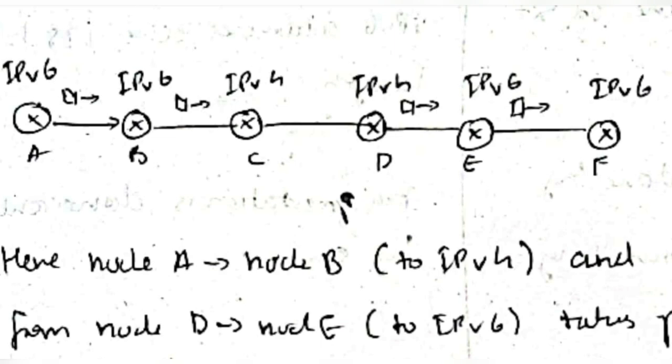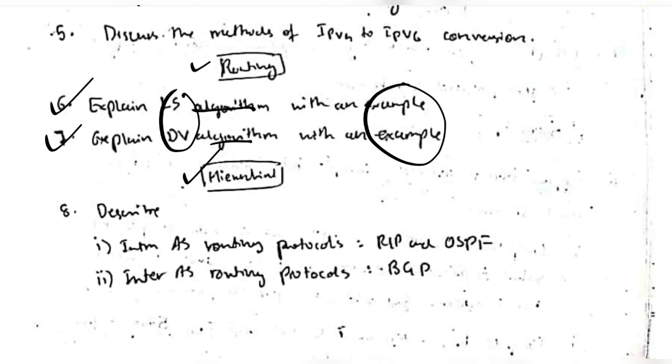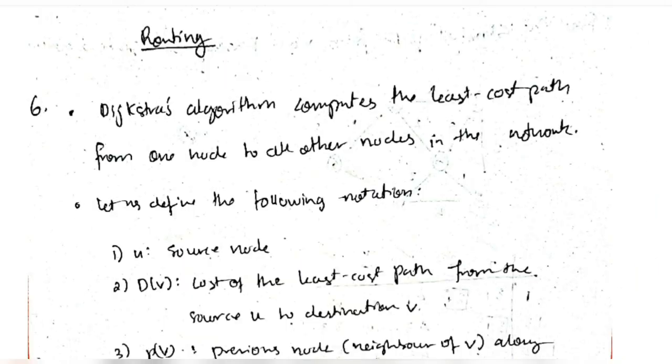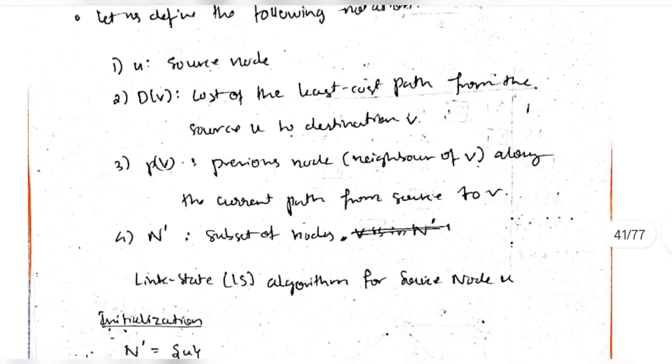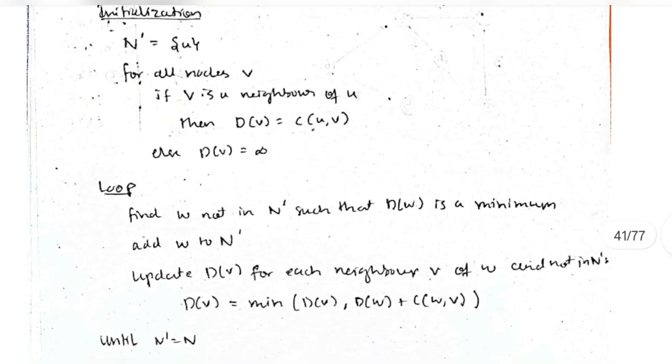Okay, we are remaining with two more topics, which are routing and hierarchical routing. First, let's discuss what the LS algorithm and DV algorithm are, how to remember the algorithm, and we'll solve an example for each. Okay, the first one is the LS algorithm, also known as Dijkstra's algorithm. Here we calculate the least cost path. So these are the terms which we will be using in the algorithm. Don't worry, we'll be discussing what these terms are in the problem as well.